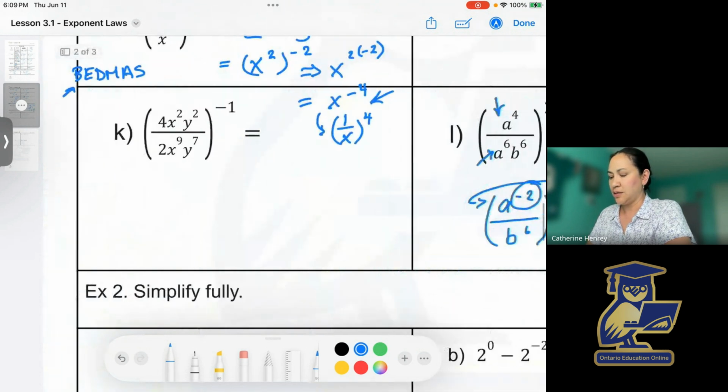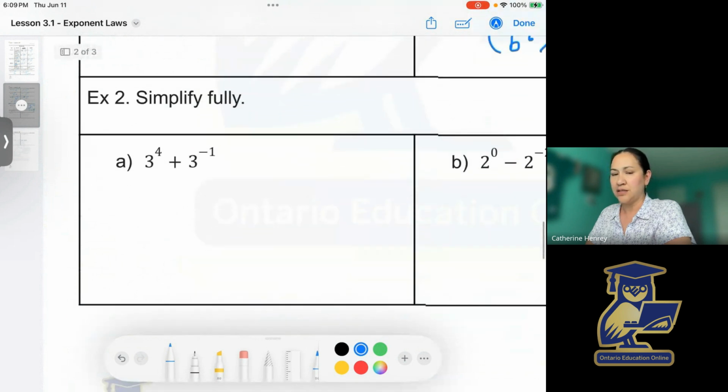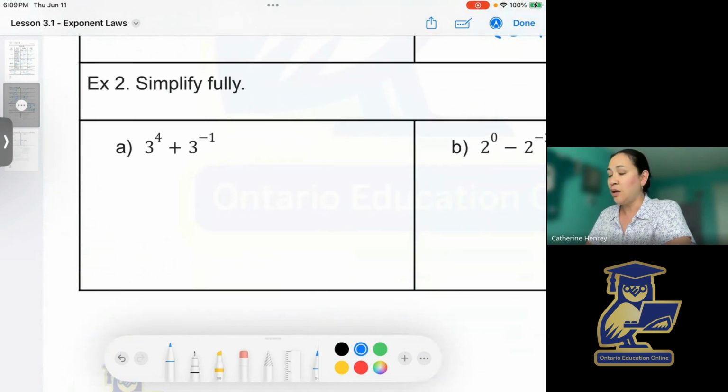All right. Now we're going to go forward. We're going to take a look at some numerical examples. With these negative exponents, we end up with some fractions, so we're going to have to be comfortable working with fractions. So let's start to evaluate.